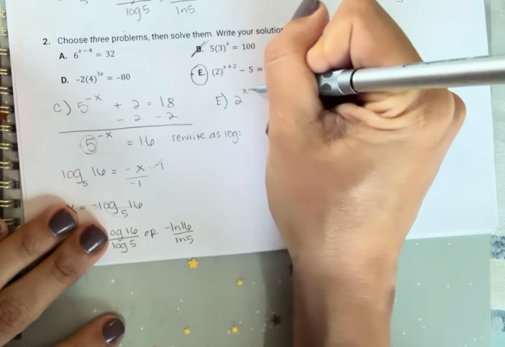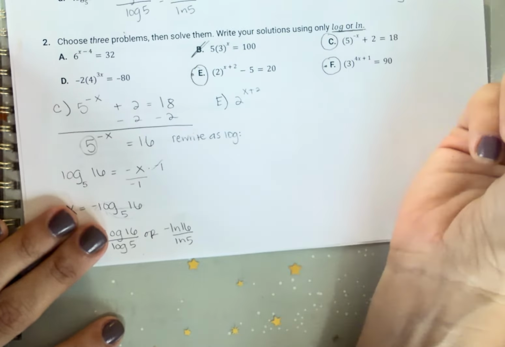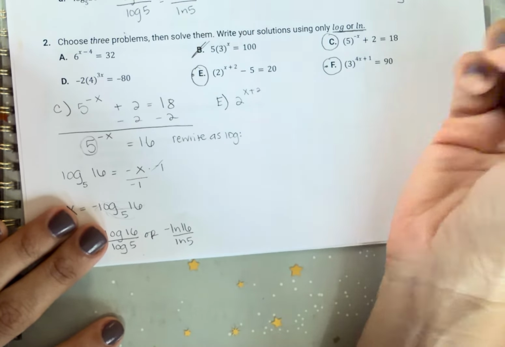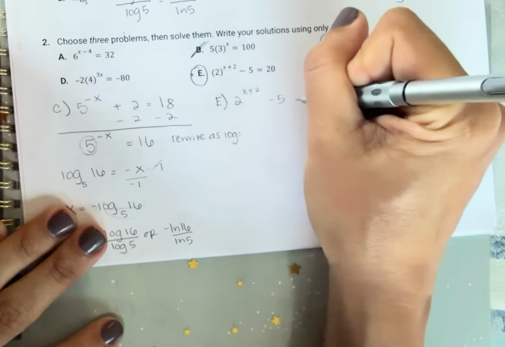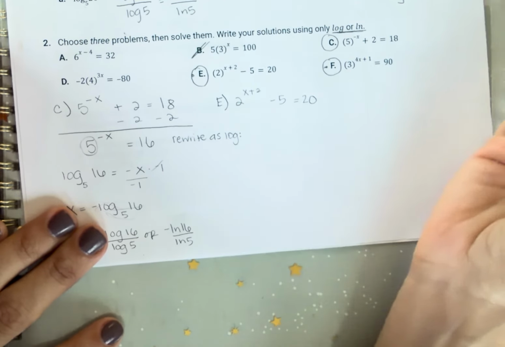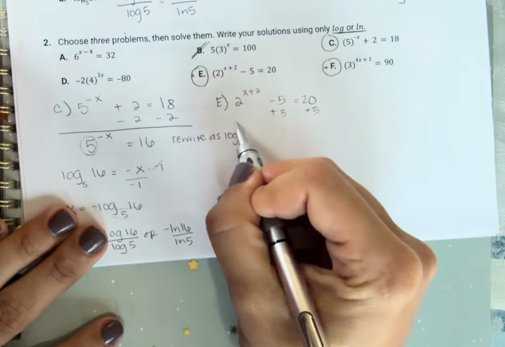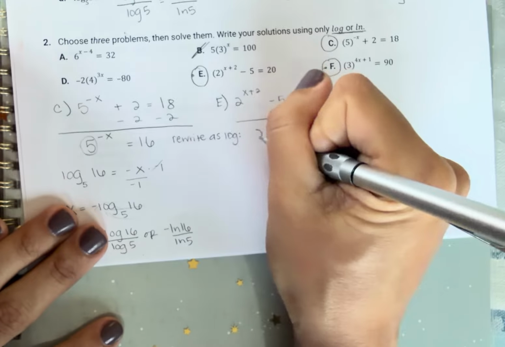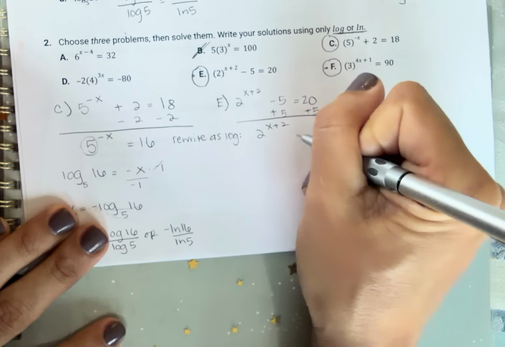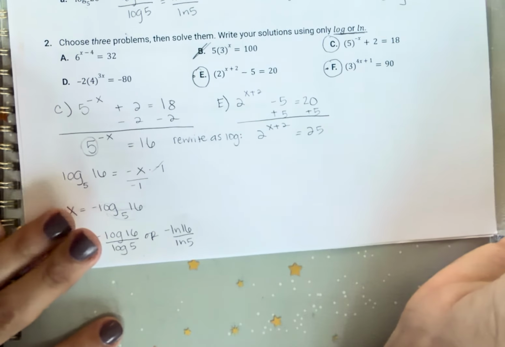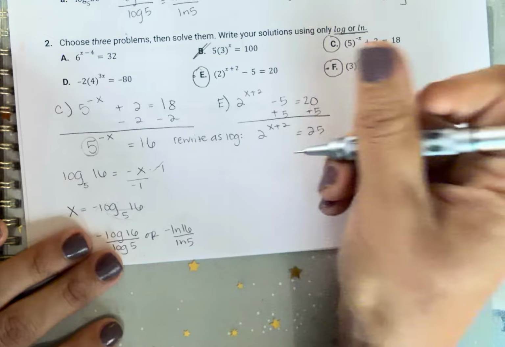2 to the x plus 2. This is so similar to the one I just did. Why did I do both of these? Silly me. Here we go. We're going to add this 5 to both sides, and we're going to get 2 to the x plus 2 equals 25. And then now rewrite it as a log.